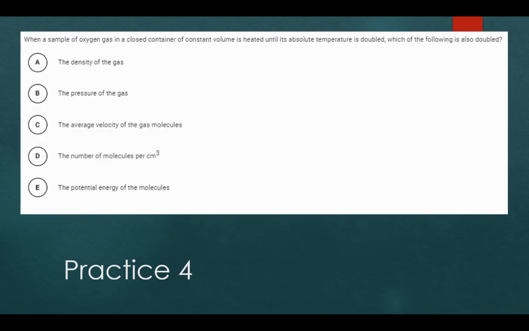When a sample of oxygen gas in a closed container of constant volume is heated until its absolute temperature is doubled, which of the following is also doubled? So I'm thinking again of my ideal gas law. Volume is constant and it's heated until absolute temperature is doubled. That means the temperature in Kelvin is doubled. So if I double T, so now I have 2T, which of the following would also be doubled?